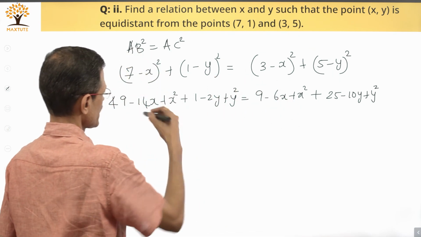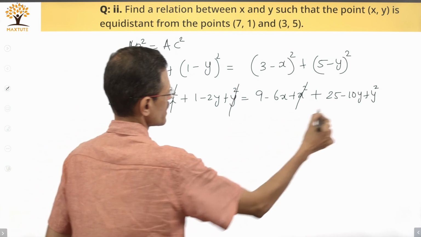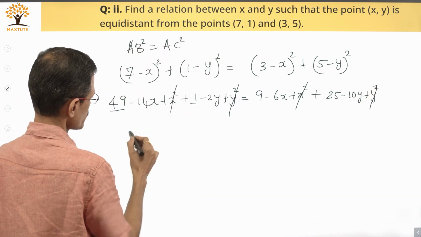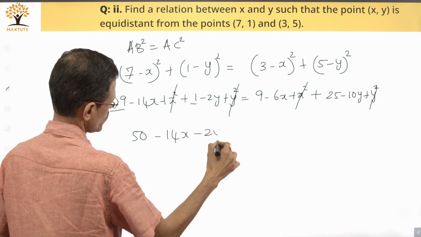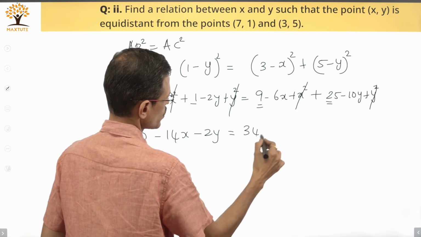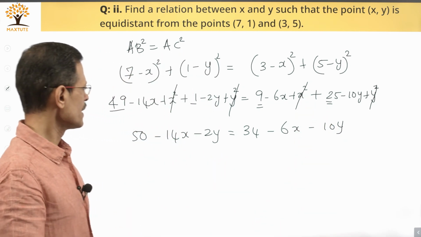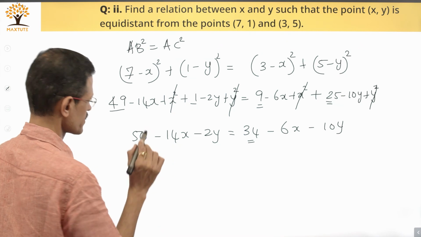Take the x square to the left hand side, x square gets cancelled with x square. Take the y square to the left hand side, y square will get cancelled with y square. Now 49 plus 1, adding the constants, will leave us with 50 minus 14x minus 2y. This is equal to 9 plus 25 is 34 minus 6x minus 10y. We'll take this 34 first to the left hand side. So 50 minus 34 is 16.